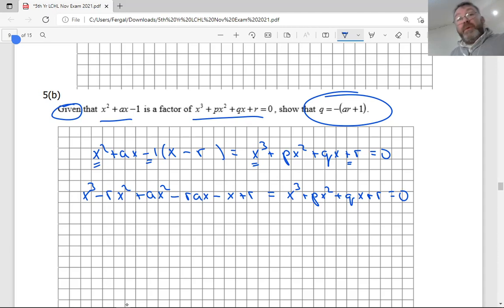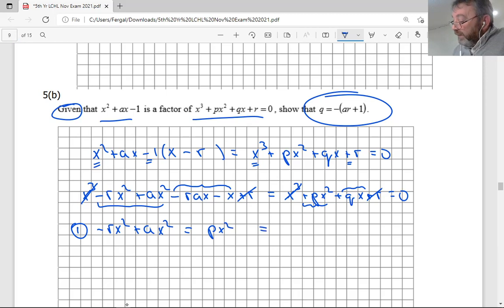So we've got to take what we call similar terms from both sides of the equation. So the x squareds and the x squared here, they will be equal. And then the x terms, which are these two here, with the x term here, they will be equal. And then the last constant and the last constant will be the same. They don't tell me anything. So I can ignore the r's and I can ignore the x cubes, which means I've got two equations. Minus rx squared plus ax squared is equal to px squared, and that gives me minus r plus a is equal to p.